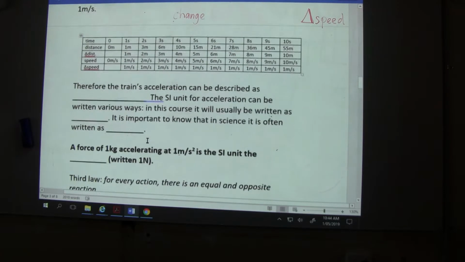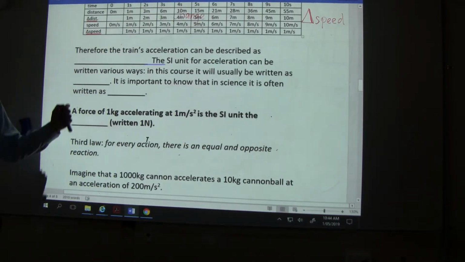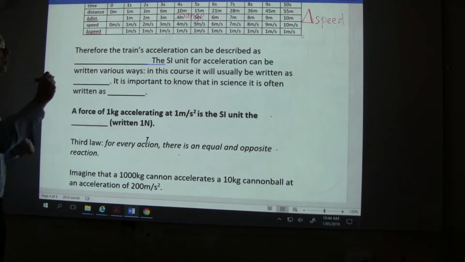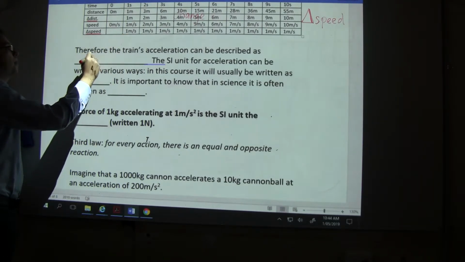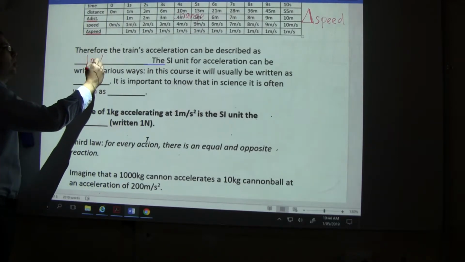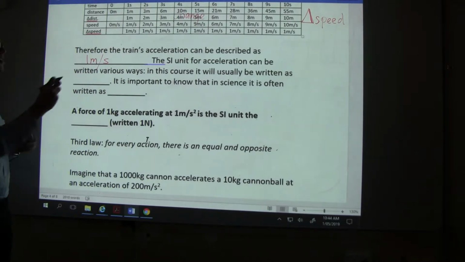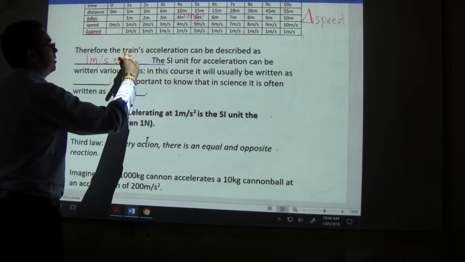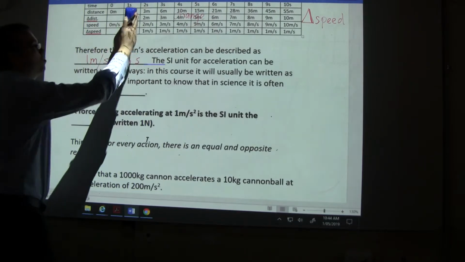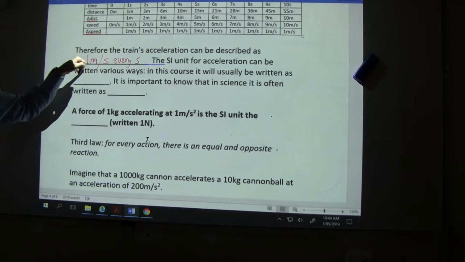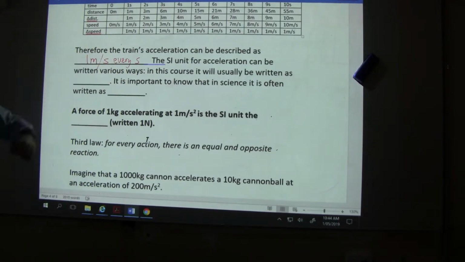So, therefore, the train's acceleration can be described as, Tom, this is all you. Describe that change in speed. It was what? 1 meter per second. But how often did it increase? Every second. 1 meter per second every second. Yeah? Its speed got bigger by 1 meter per second every second.